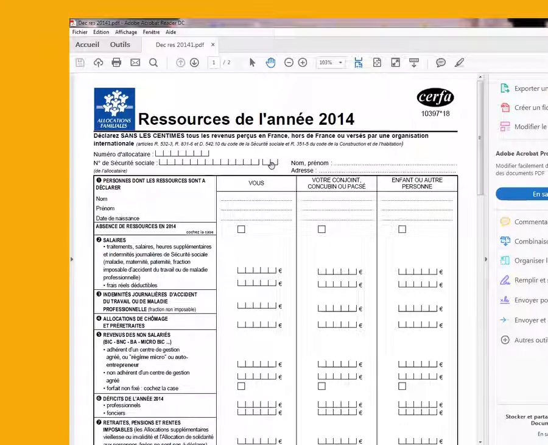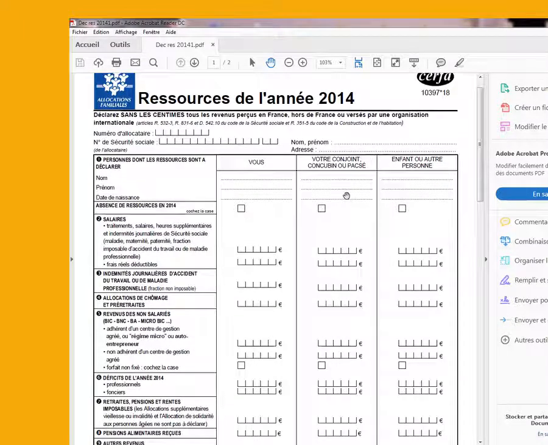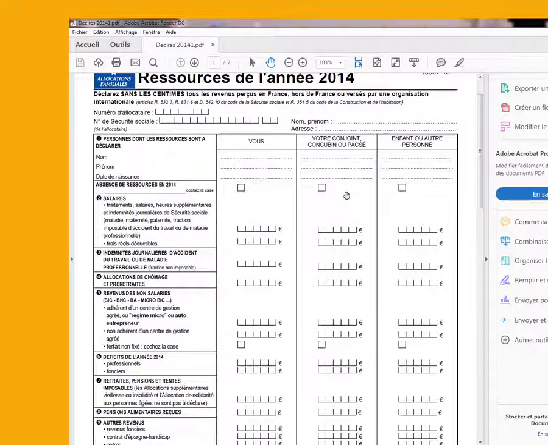If you don't have a carte vitale, look on your RSI documents, or of course on any CPM documents if you're a salaried person. Then you need to put your last name, first name, followed by your address. So let's just take a look now at the main document.